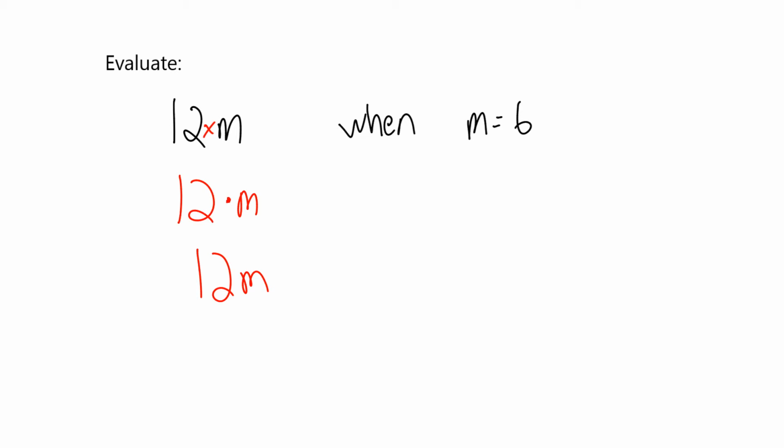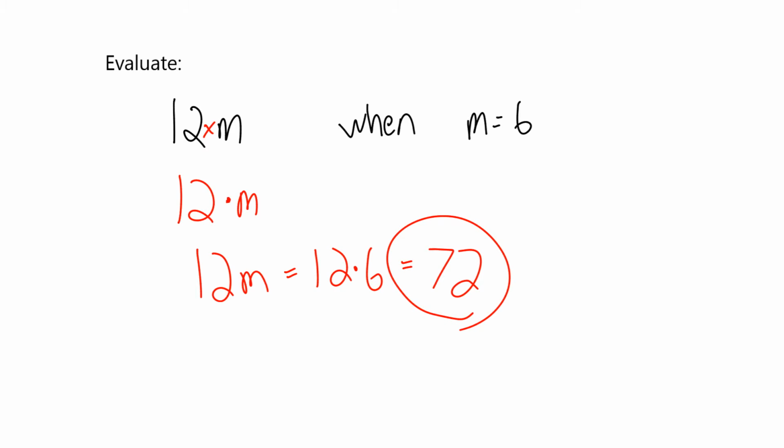All three of these expressions are equivalent. They're the same thing. All 12 times m. In the process of evaluating, we are giving a value to m. m equals 6. So if we replace the m with a 6, we should be able to use order of operations to find our answer. The value of this expression, when m equals 6, is 72.